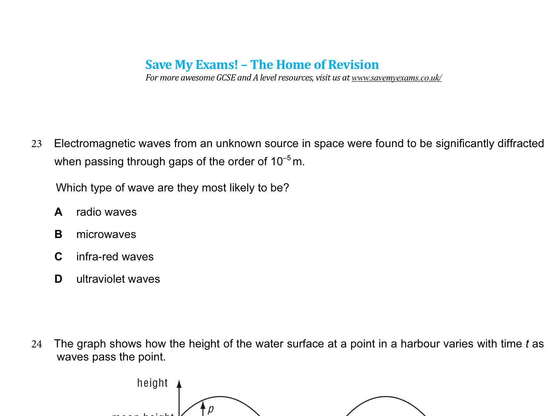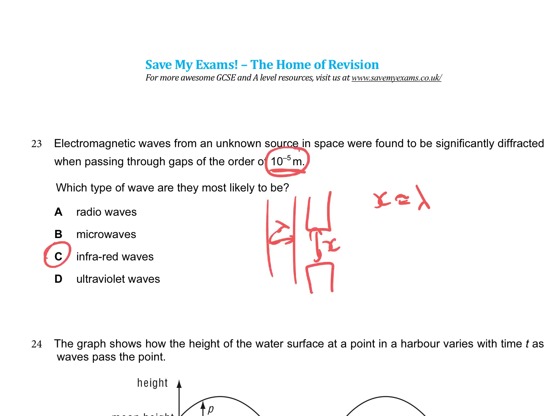So electromagnetic waves from an unknown source in space were found to significantly diffract when passing through a gap of the order 10 to the minus 5. What type of wave could this be? Well, this is relying on realizing that diffraction is best when the wavelength matches the gap size. So if this is x, the gap size, it is approximately equal to the wavelength. So for this one, we think what has a similar wavelength to 10 to the minus 5, and that is infrared.